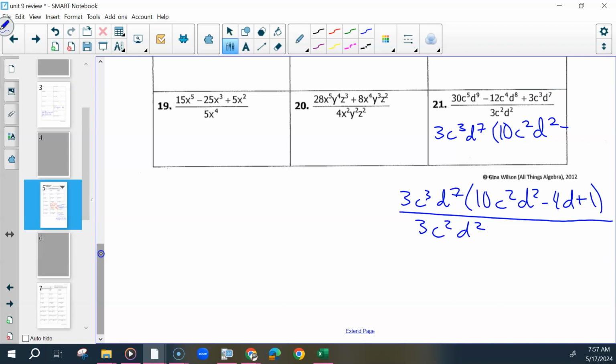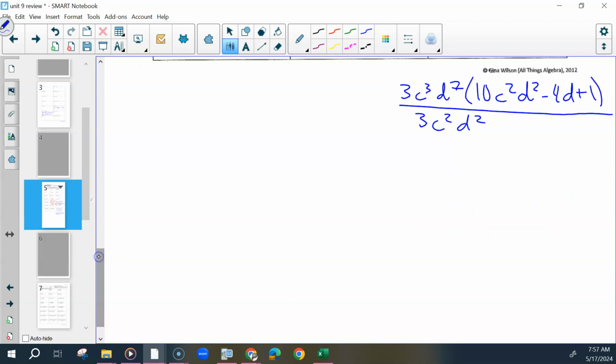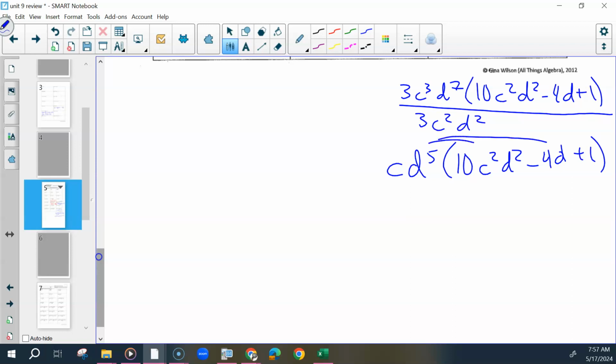This is a case where you're going to have something left over. It's not exactly the same. In this case, it may have been easier to separate, but it's okay. So, still divide these. The 3's go away. We have 1c. We have d to the 5th. And then we have to factor that back in. So multiply the c, d to the 5th to everything.